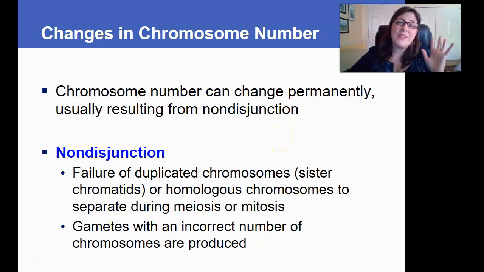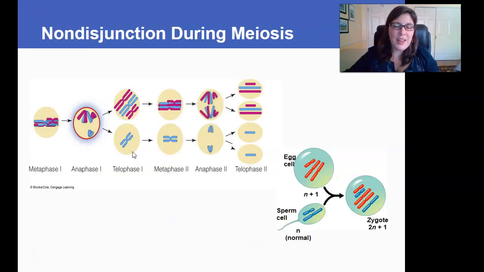Okay, so this all brings us to the final part of this chapter, which is all about non-disjunction. What non-disjunction is, is the chromosomes during meiosis 1, being those homologous pairs of chromosomes, or meiosis 2, those sister chromatids, don't separate appropriately. And what ends up happening is that you are going to get one cell that has too many chromosomes, and you're going to get another cell that has too few. Or sometimes it actually isn't the full chromosome, it's just a part.